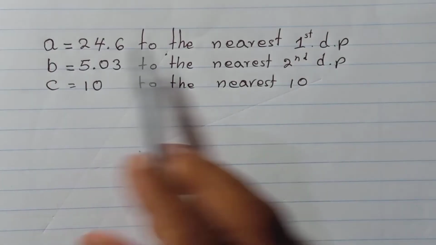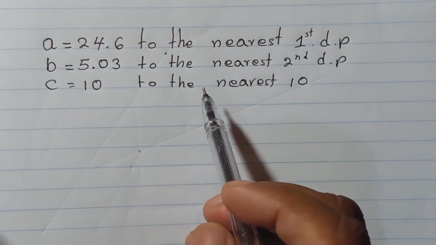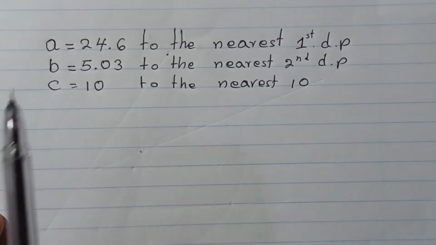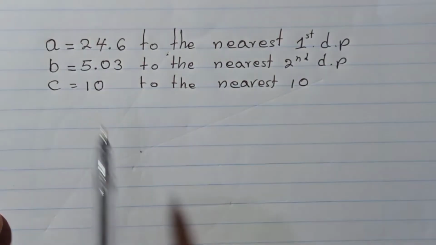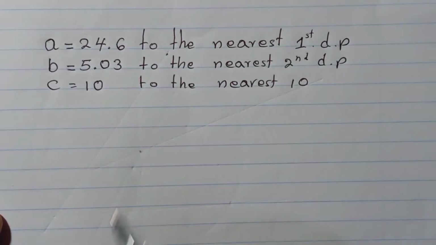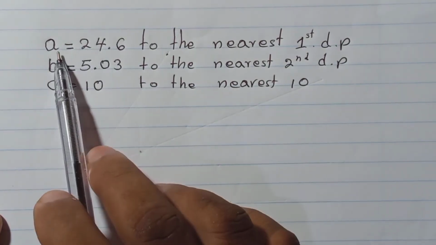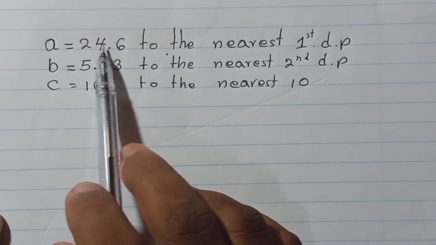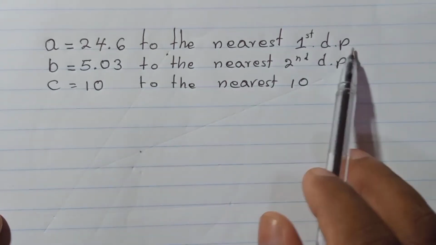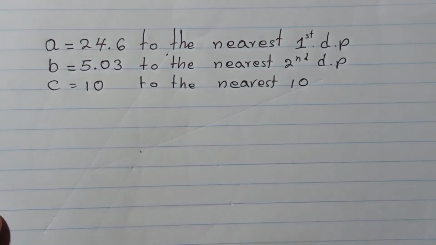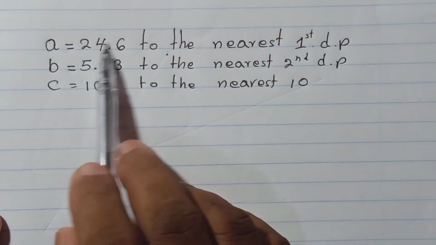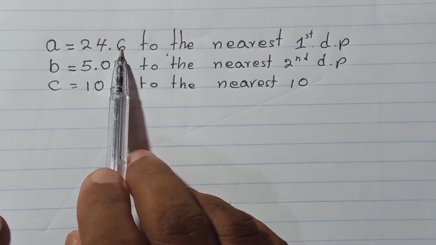Okay, when you get this type of question, first of all, find the upper bound and lower bound of these three unknown values, can be here A, B, C or anything, doesn't matter. They tell you A equals 24.6 to the nearest first decimal place. Basic idea: upper bound and lower bound mean they round off this number 24.6.